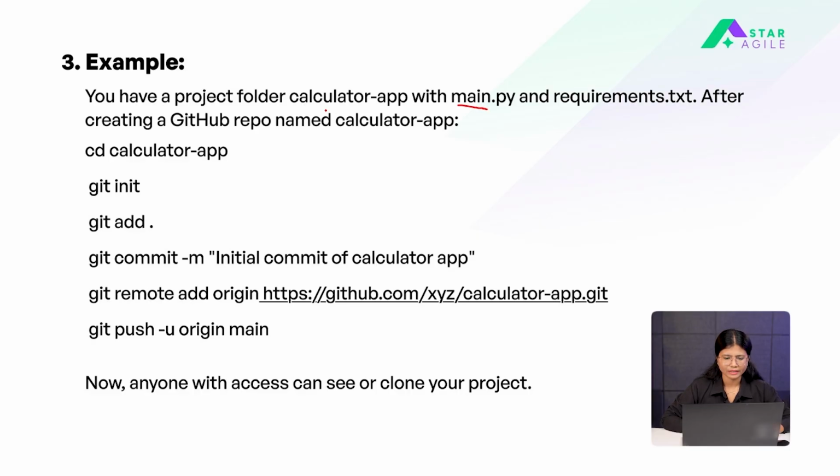Main.py or anything. Let's say you have a folder called calculator app, and it is a Python file, then there's a requirement of a file, requirements.txt, and then you create a repo name, and the repo name will be like this example. Again the same commands: first we follow git init, then git add, then we initialize the git commit. Then remote, then we have to push.